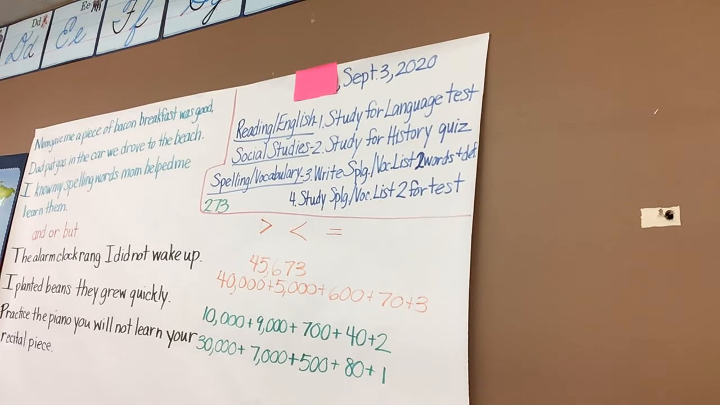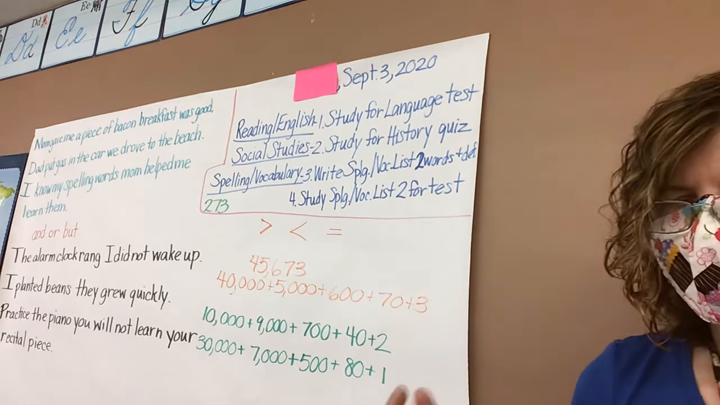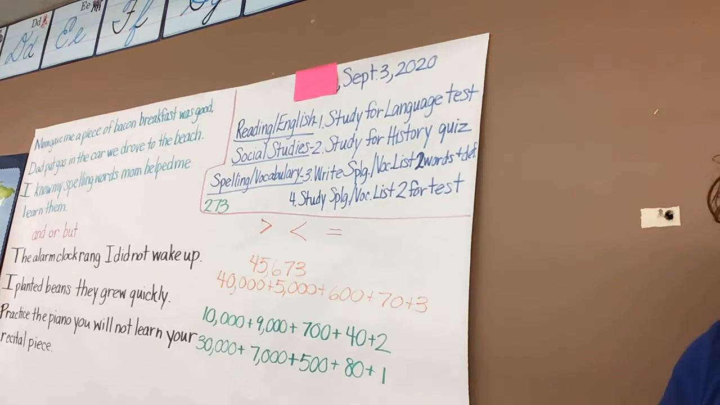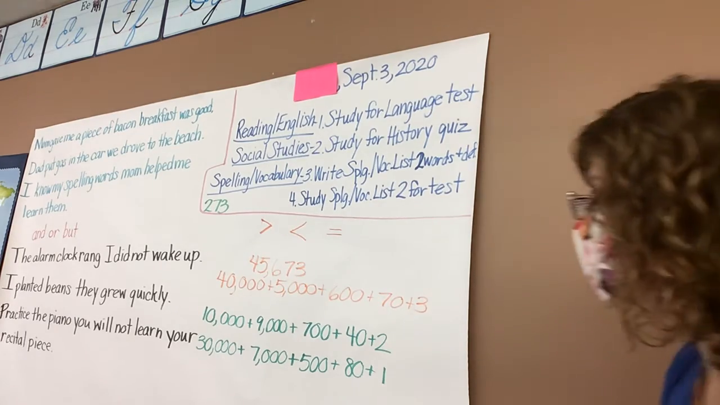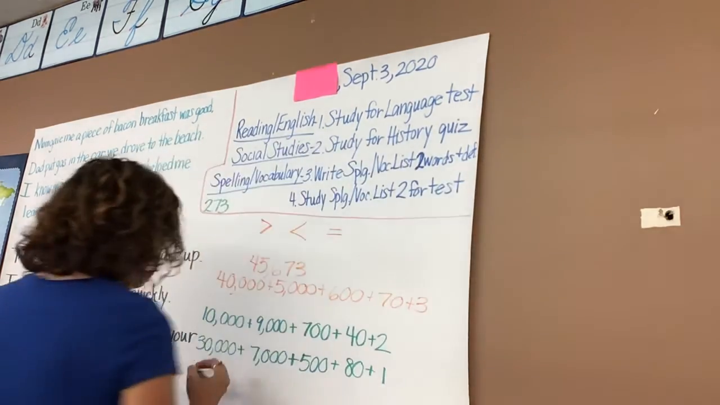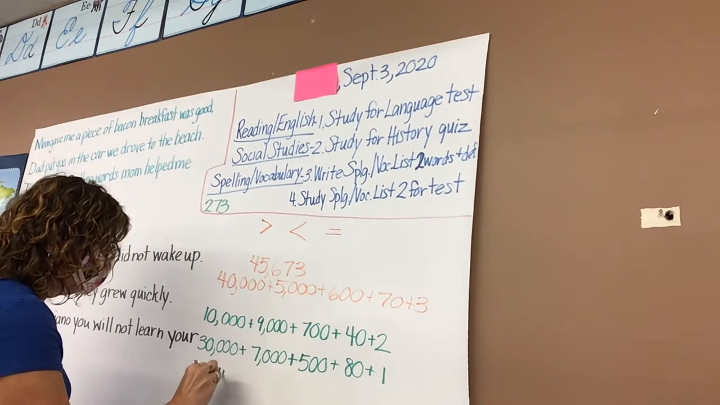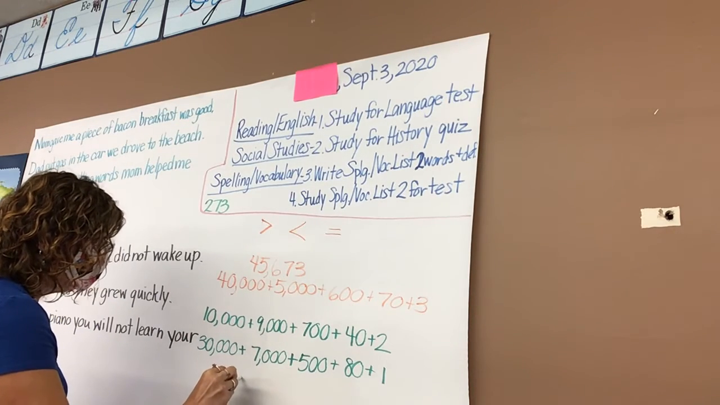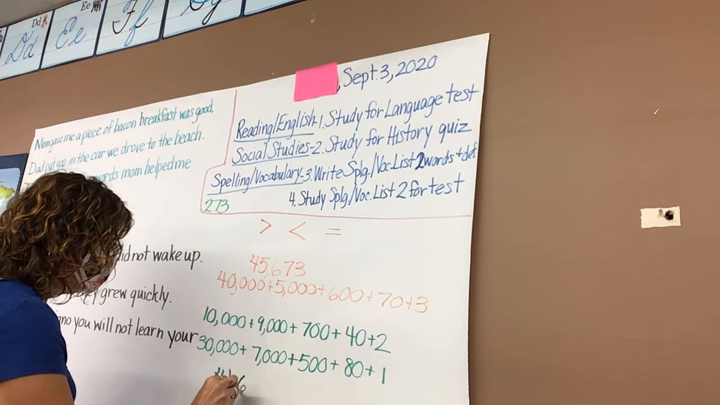The last one is expanded form. So what do you have to do? Write standard form above it. So let's read it. It says 10,000 plus 4,000 plus 600 plus 90 plus 3. So what are we going to do first? 14. Very good. The 10,000 and the 4,000 makes 14,000. How many hundreds? 600?